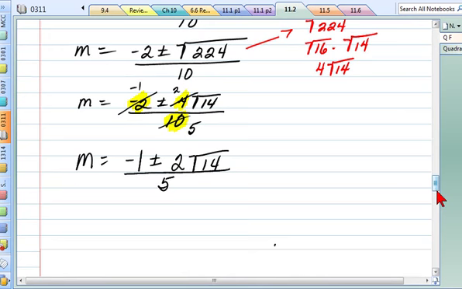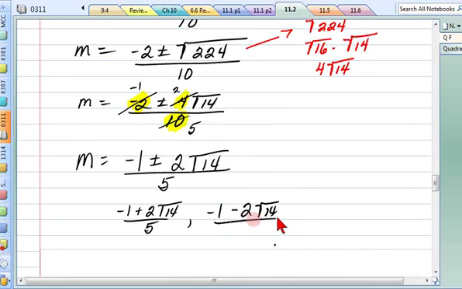I'm completely happy with that, but of course MATLAB will want the 2 distinct answers. It will want negative 1 plus 2 times the square root of 14 over 5, comma, negative 1 minus 2 times the square root of 14 over 5.